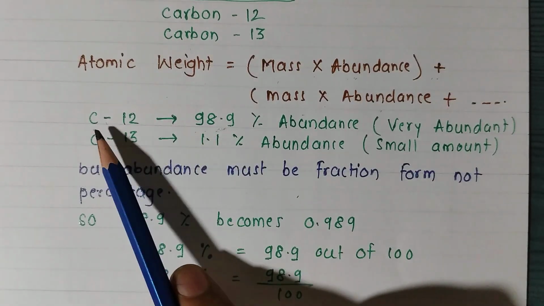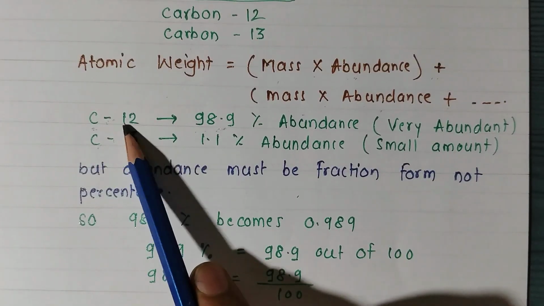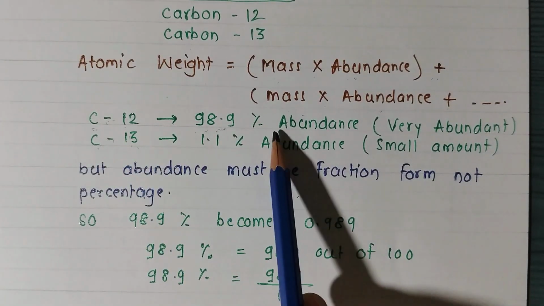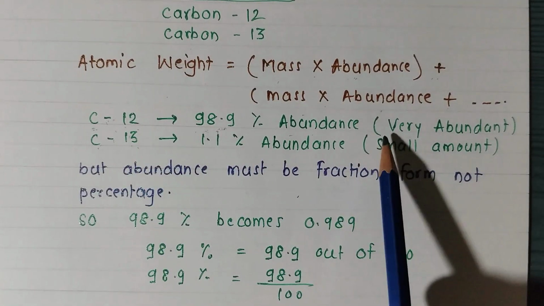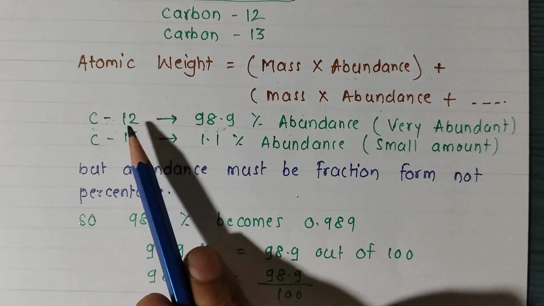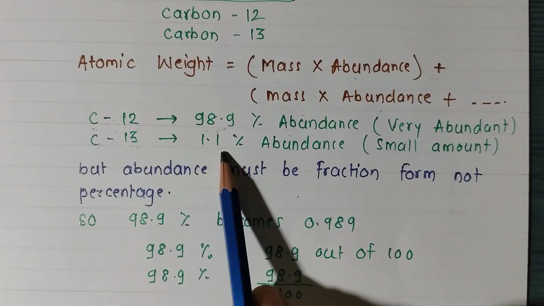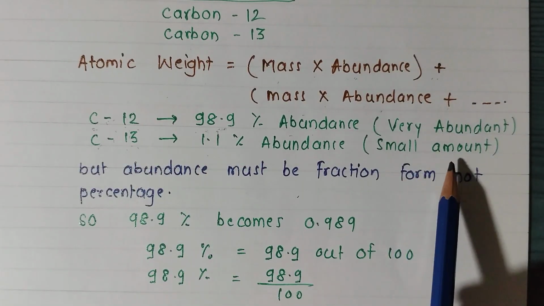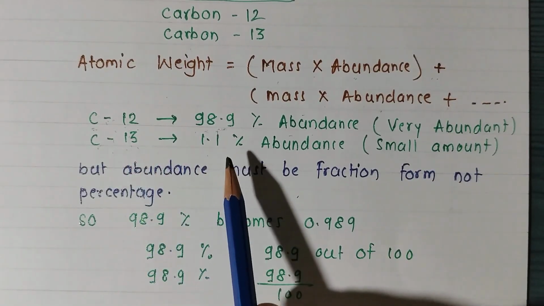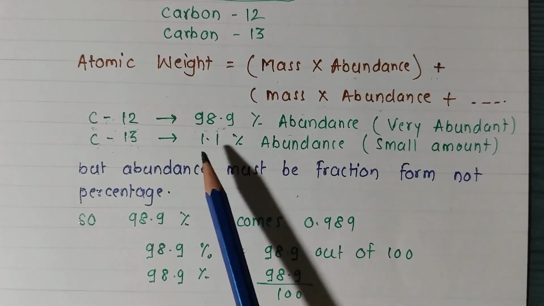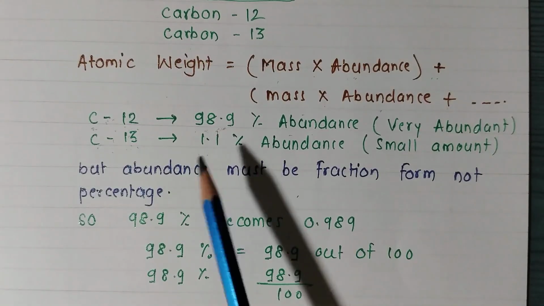So first we understand that carbon has two isotopes, carbon 12 and carbon 13. Carbon 12 has 98.9% abundance. This is the percentage abundance of carbon 12, which means a large amount of carbon 12 is found in nature. Carbon 13 has 1.1% abundance, which means it is found in nature in a very small amount.